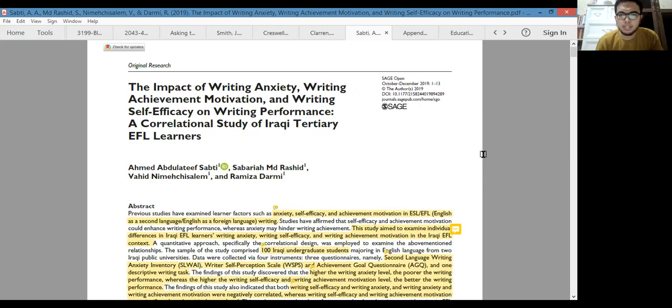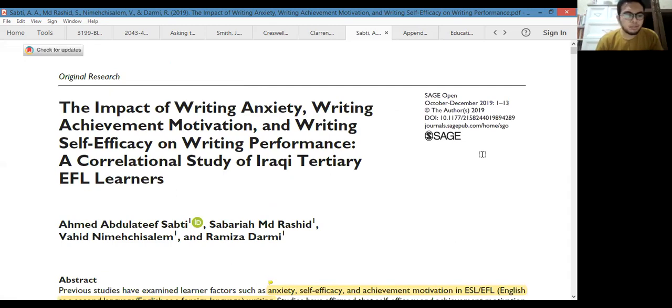In this occasion, I'd like to give an example of a correlational study. You can see the title, The Impact of Writing Anxiety, Writing Achievement Motivation, and Writing Self-Efficacy on Writing Performance, a correlational study of Iraqi tertiary EFL learners. It was written and published in 2019.